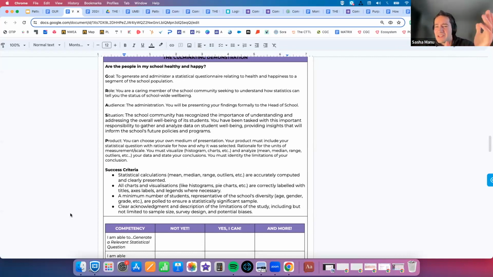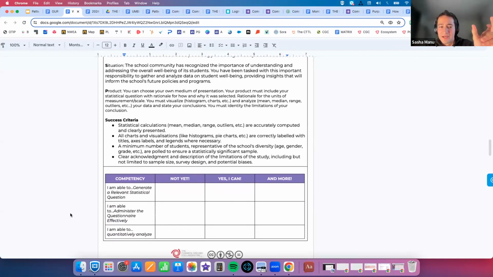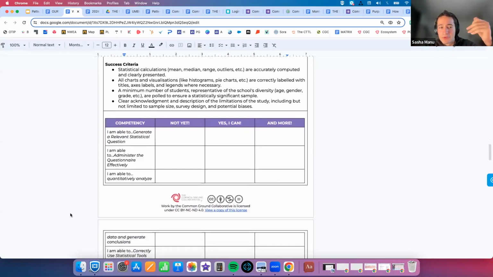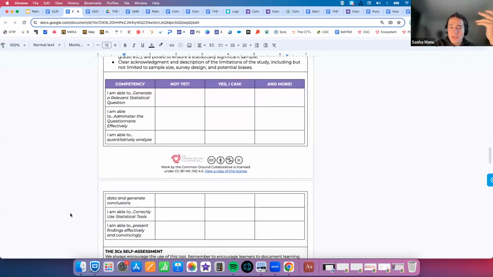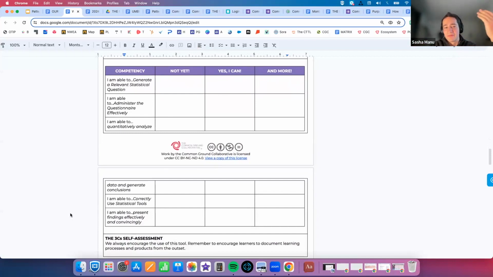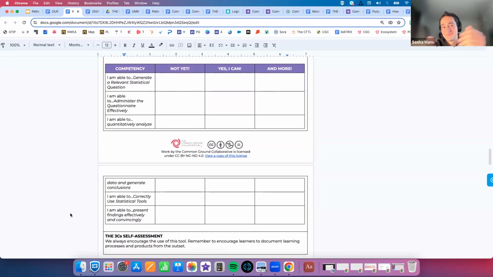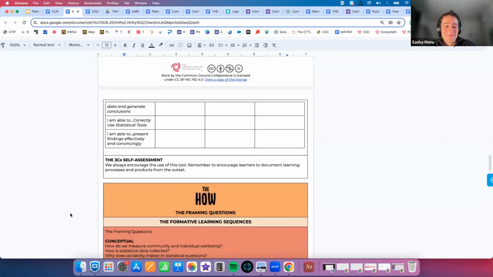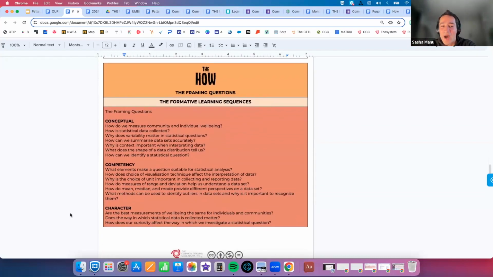And one of the features of the CGC is this 1-point rubric. And so we have, I am able to generate a relevant statistical question, administer the questionnaire effectively, analyze and generate conclusions, and so on.